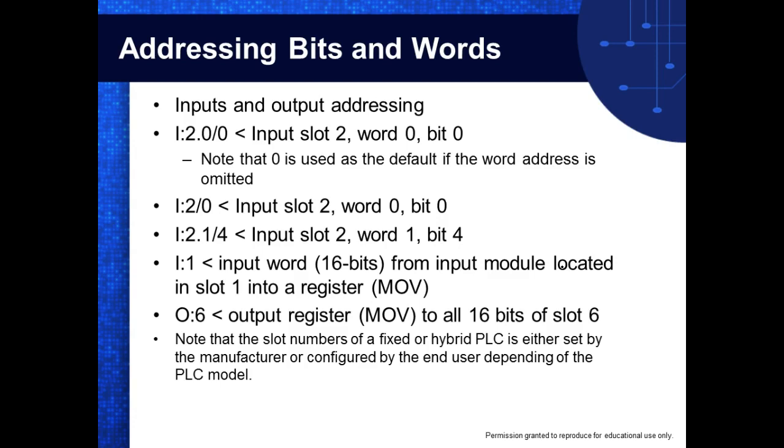This is going to be output, slot 0, word what? 6. Right? Note that the slot number of a fixed or hybrid PLC is either set by the manufacturer or figured by the end user depending on the PLC model. How do we know that? Does input slot 1 have to have a bit or a word on it? Yes. So that's how you know that that's being word, not slot. But if you don't specify the slot number, it's assumed to be what? 0.